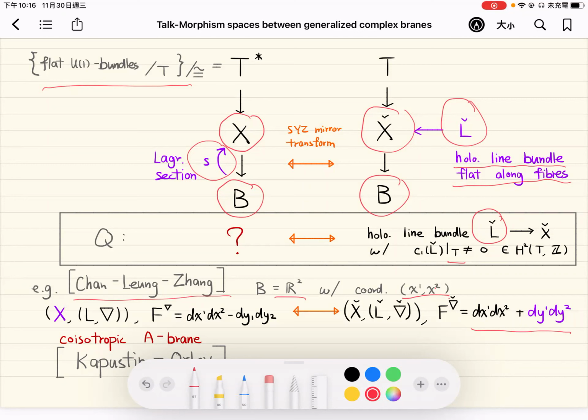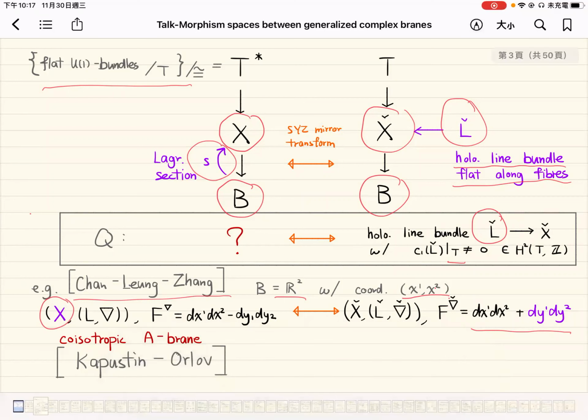And under the SYZ transform, they compute the brane on the A side, and the key point is that they find a brane, but that brane is supported on the whole manifold X. So you get an X here. That is the support of the brane that corresponds to the holomorphic line bundle, non-flat along the fibers. So it must not be a Lagrangian A brane. And indeed, this is an example of coisotropic A branes discovered by Kapustin and Orlov.